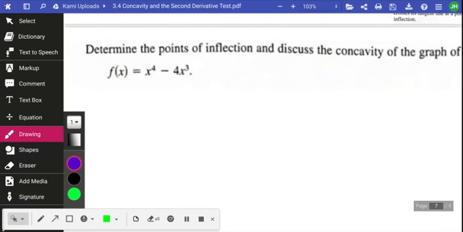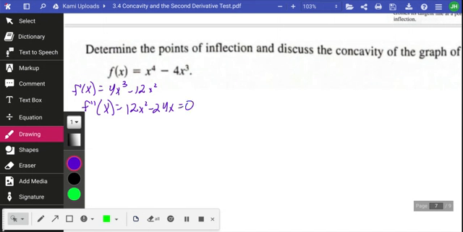Okay. So determine all the points of inflection and discuss the concavity of the graph. So we're doing what we were doing, but we're just adding on the points of inflection. So we still need to do our first derivative, 4x cubed minus 12x squared. And then we need to do our second derivative. And we'll get 12x squared minus 24x.